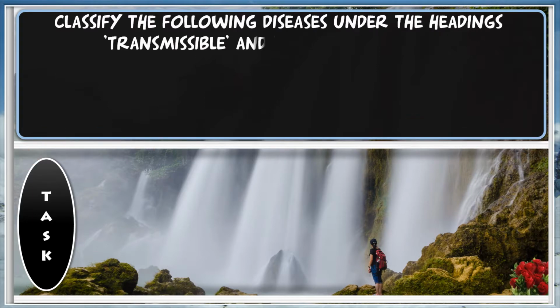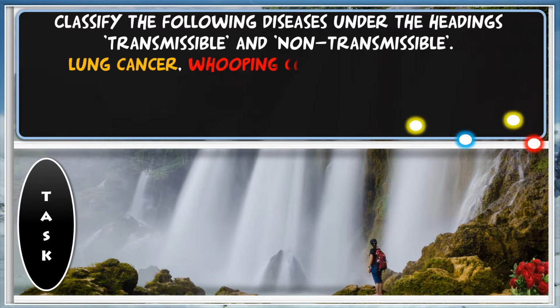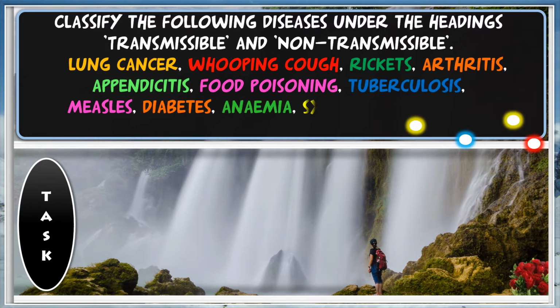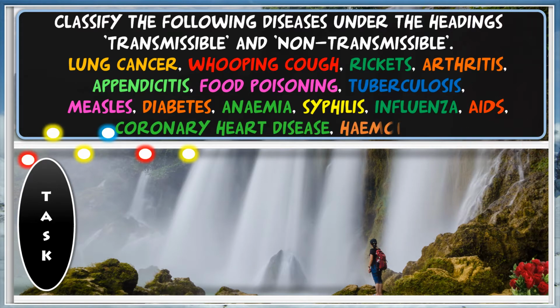Classify the following diseases under the headings transmissible and non-transmissible: lung cancer, whooping cough, rickets, arthritis, appendicitis, food poisoning, tuberculosis, measles, diabetes, anemia, syphilis, influenza, AIDS, coronary heart disease, and hemophilia.